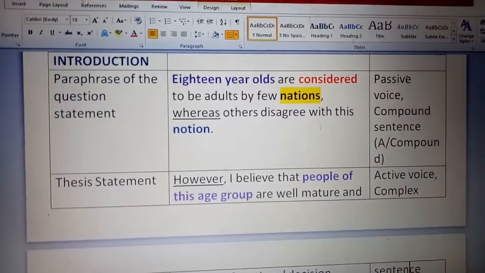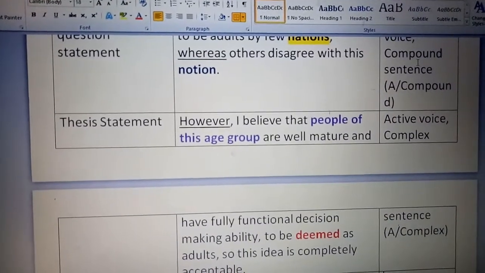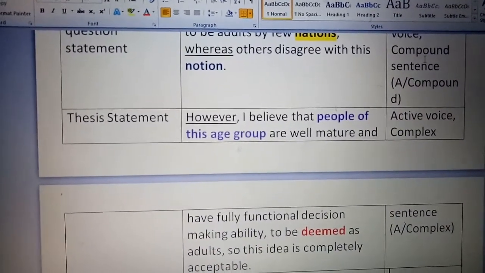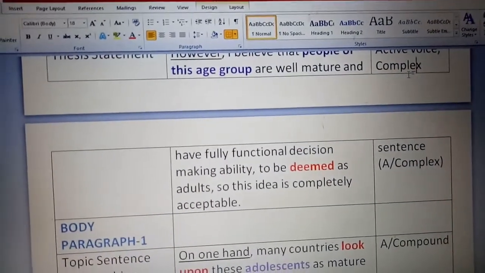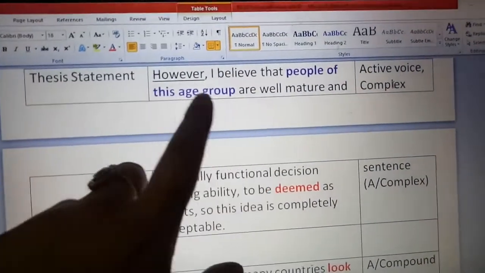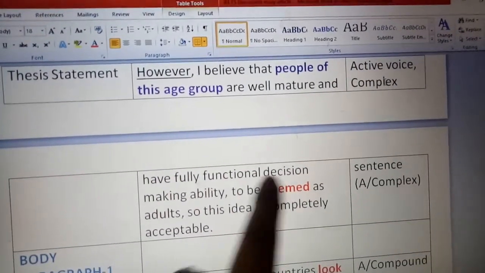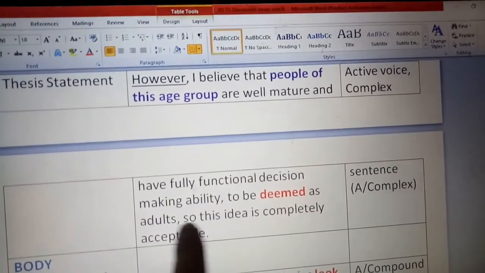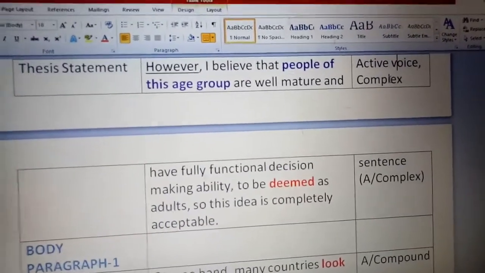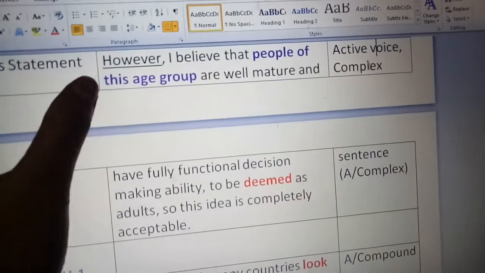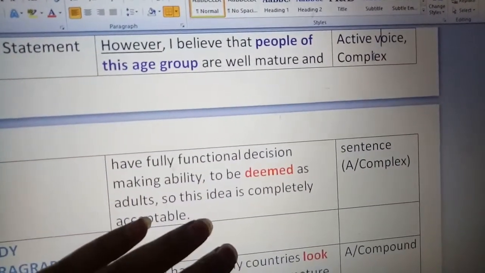Now, thesis statement. Thesis statement is your own opinion as well as what the reader is expecting in your essay. However, I believe that people of this age group are well mature and have fully functional decision-making capability to be deemed as adults, so this idea is completely acceptable. See, in the thesis statement, I have to give my view plus the reason for my view.